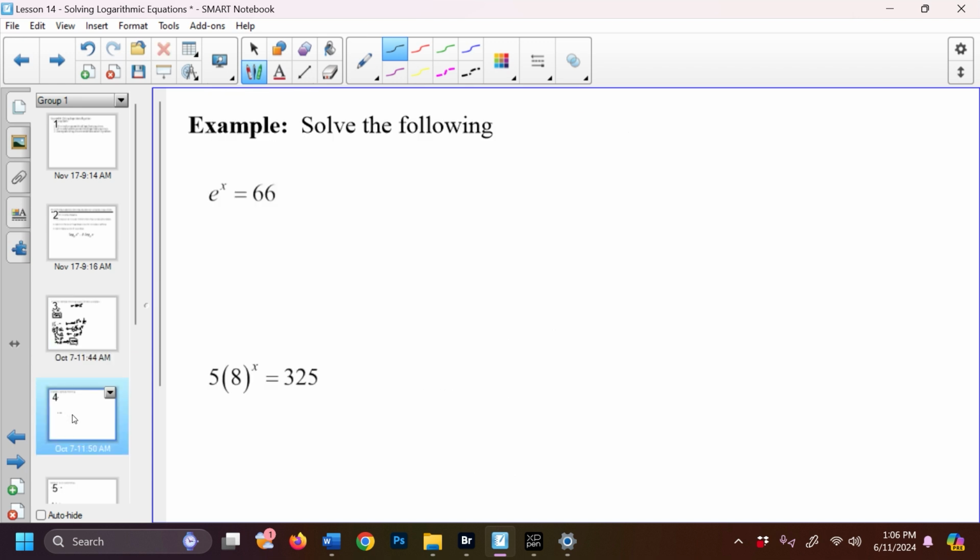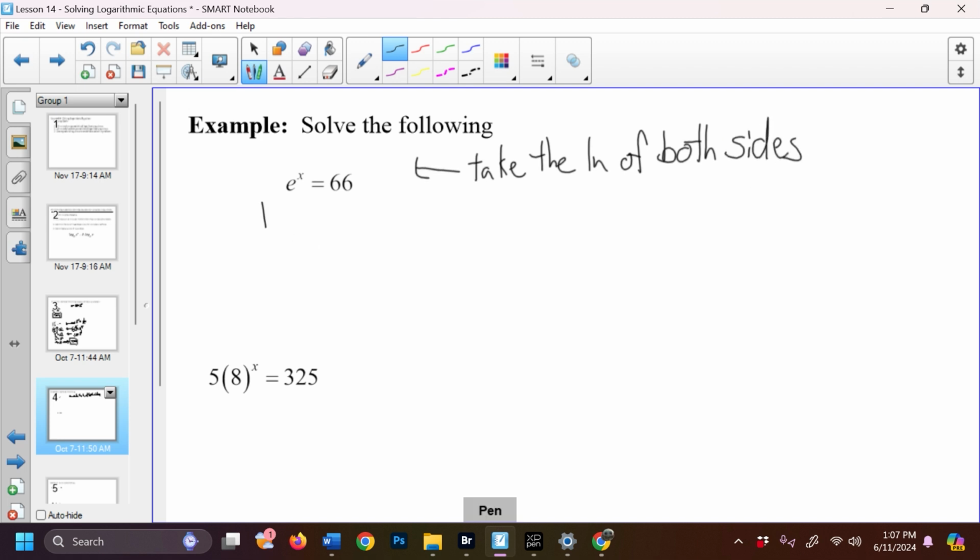All right, next, solve the following. Now, we are going to need to use a calculator to solve these, especially since we know that e is an irrational number. When we're using e, I would always suggest that we use ln. So the first thing I'm going to do is take the ln of both sides. The ln of e to the x is equal to the ln of 66.